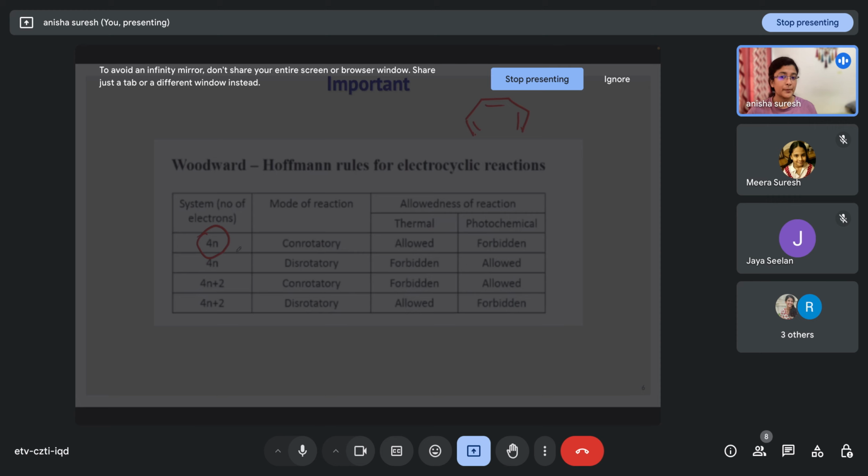So if you are keeping this in mind, you can derive all the other rules. Okay, so 4n delta will be conrotation. That if you are keeping in mind, then you can derive the other rules. So then 4n plus 2 delta will be disrotation, and 4n h nu will be disrotation, 4n plus 2 h nu will be conrotation. So this is the key concept that you have to keep in mind while solving the problems on electrocyclic ring closure and ring opening. Okay, any doubts?